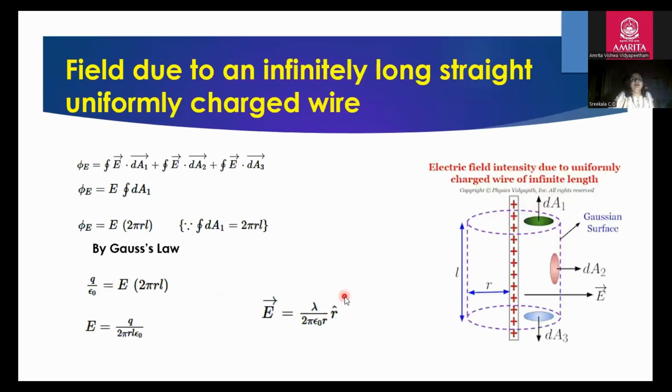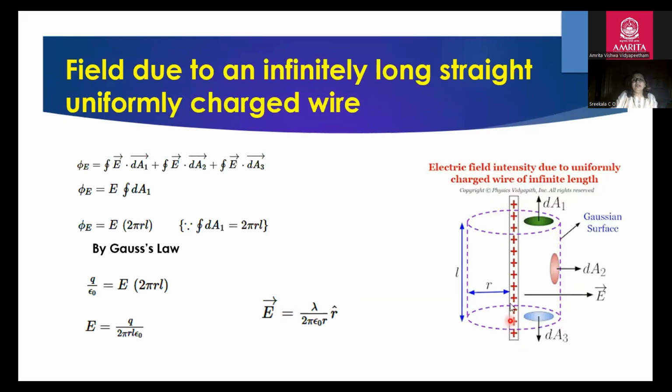Now, application of this Gauss law. You can find out the electric field due to an infinitely long, straight, uniformly charged wire. So consider an infinitely long, uniformly charged wire of linear charge density lambda. Lambda is the linear charge density, meaning charge per unit length is called the linear charge density.